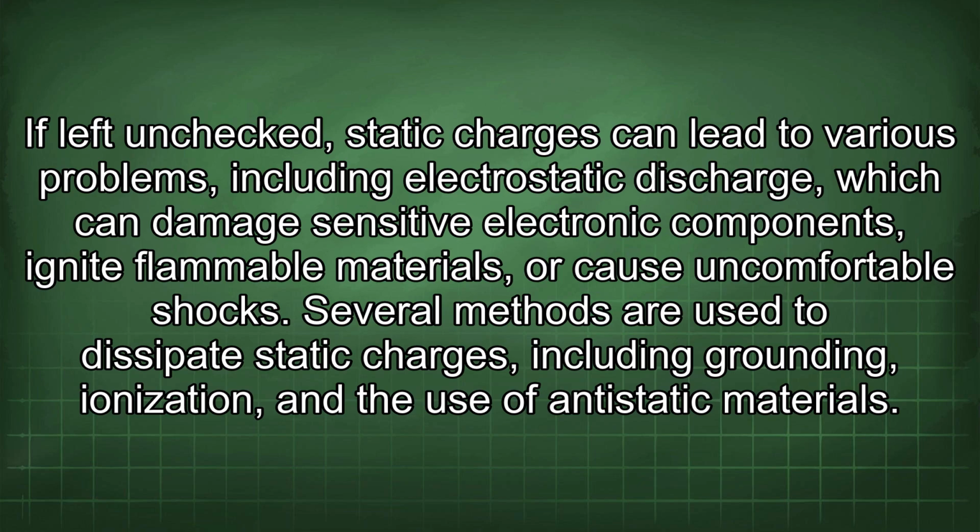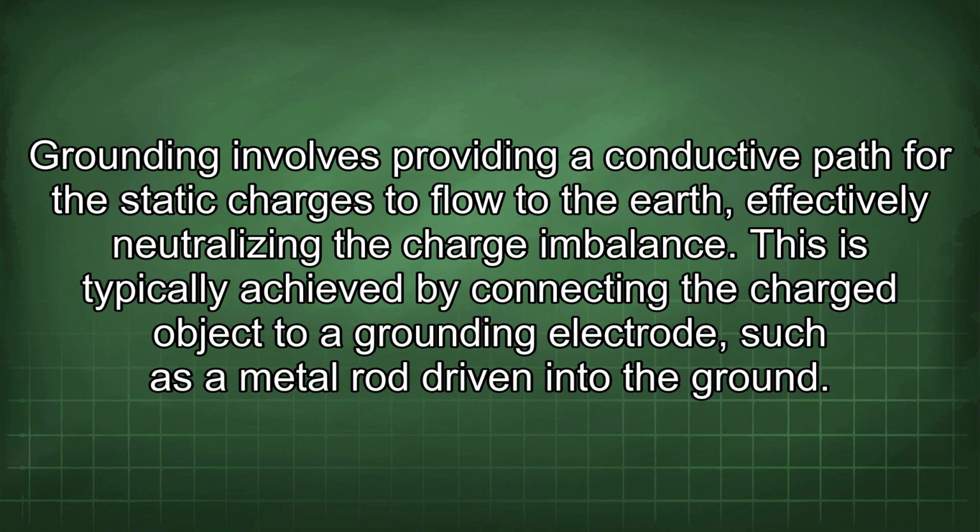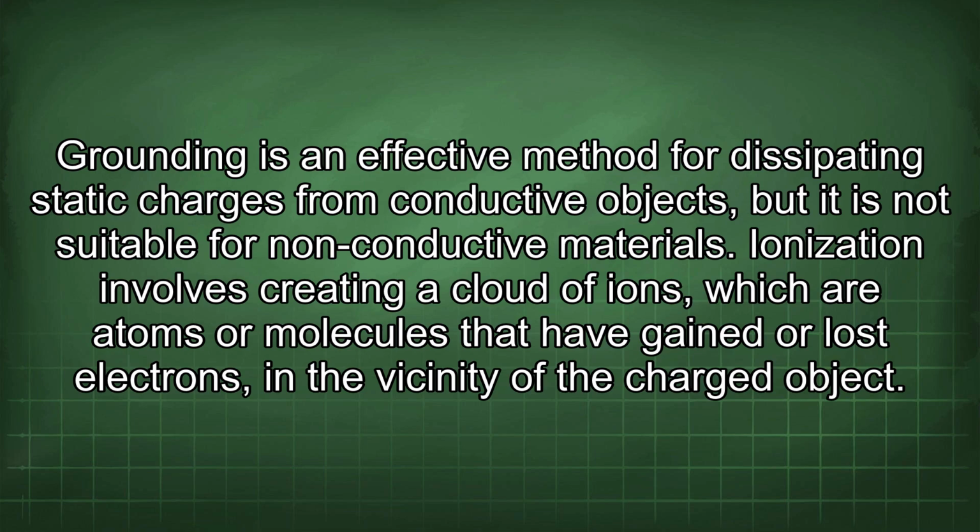Several methods are used to dissipate static charges, including grounding, ionization, and the use of antistatic materials. Grounding involves providing a conductive path for the static charges to flow to the earth, effectively neutralizing the charge imbalance. This is typically achieved by connecting the charged object to a grounding electrode, such as a metal rod driven into the ground. Grounding is an effective method for dissipating static charges from conductive objects, but it is not suitable for non-conductive materials.